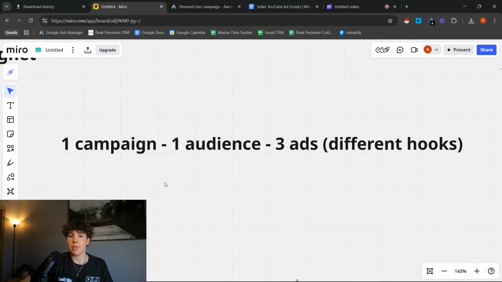So you're going to have one campaign, one audience, and then 3 ads that are the exact same, but they're going to have different hooks at the beginning. And the hook is the first 15 to 30 seconds of the ad. That's something you should know if you're running YouTube ads, but it's basically getting their attention and also calling out who this is for. But that's how I would do it.